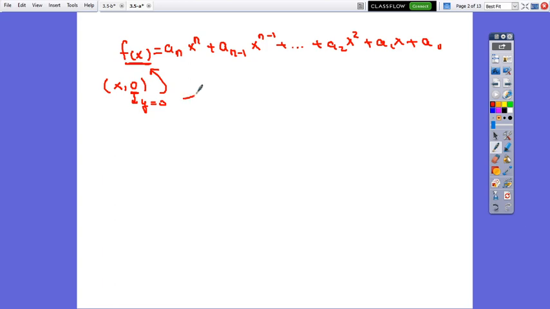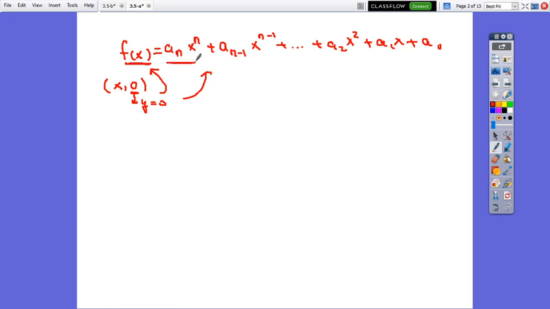And the polynomial equation can be solved by factoring. In our lesson for today, we are going to work only with polynomials that can be factored. In the next lesson, we will learn how to find the possible rational zeros of the polynomial function.